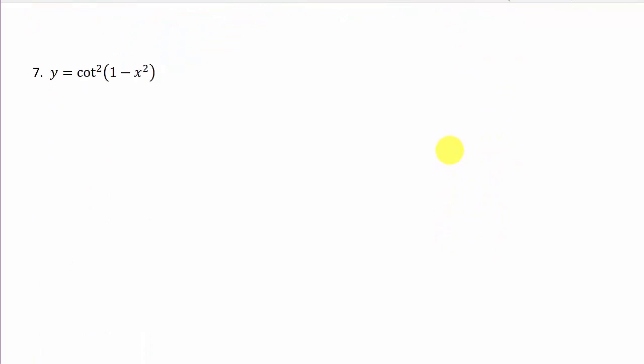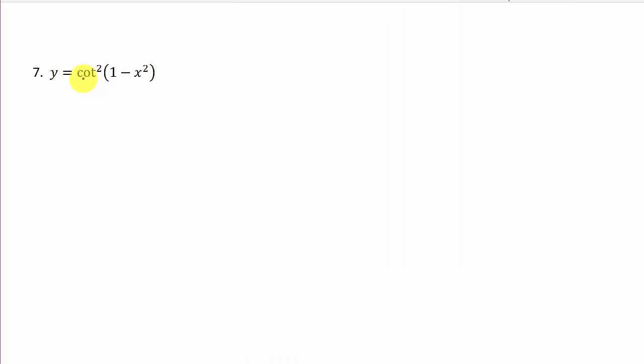Alright, we got y equals cotangent squared 1 minus x squared. Remember, cotangent squared, that's cotangent, I'm sorry, I wrote cosine. That's cotangent 1 minus x squared, and then all of that squared. This 2 here, that's what it means, all of it squared. Okay, so we've got chain rule.